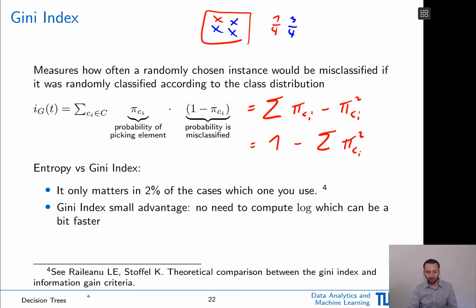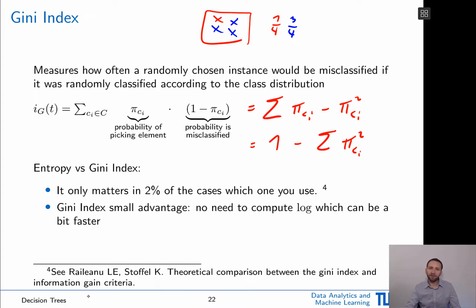Or equivalently, because you have here a sum over all classes, with 1/4 probability you pick a red element, and then with 3/4 probability you say this red element is actually blue. So this is the error. And this is indeed what the Gini index is measuring: how likely you are to pick an element from a class, and then how likely it is misclassified, summed up over all classes. So that's the core idea of this measure, and why it actually makes sense.